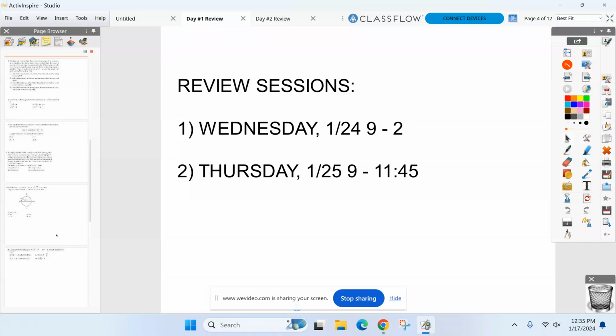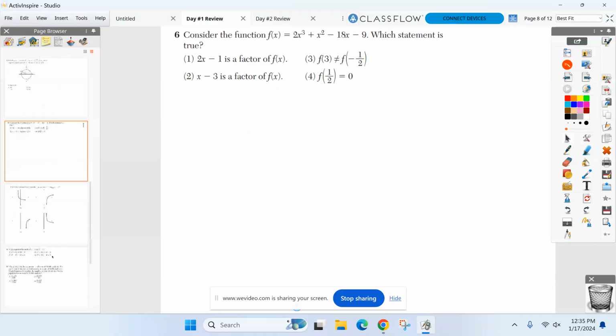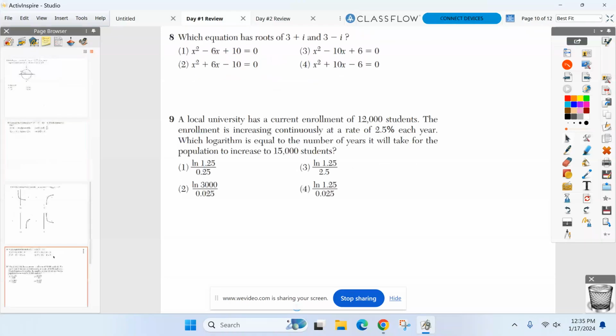Something I actually learned today is going to help you out tremendously. Go back to number 8 for me. Go back to number 8, where we asked which equation has roots of 3 plus i and 3 minus i. We went through all 4 of them. 3 of them gave us real roots, and 1 told us there are no real roots. So that's the one we knew was the answer.